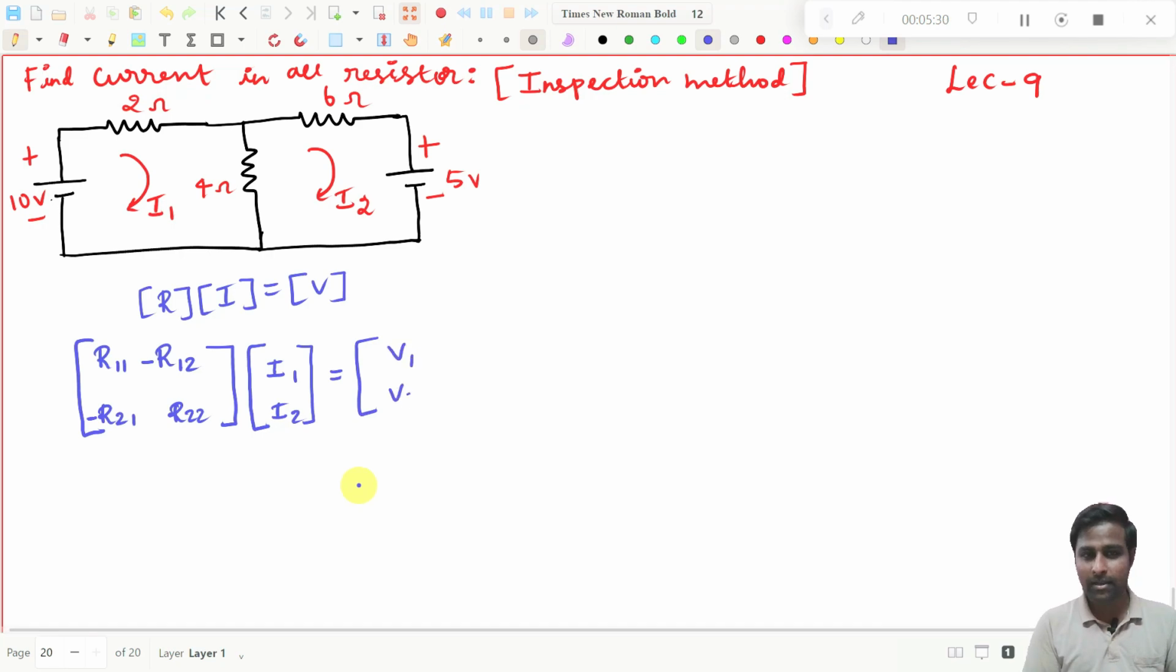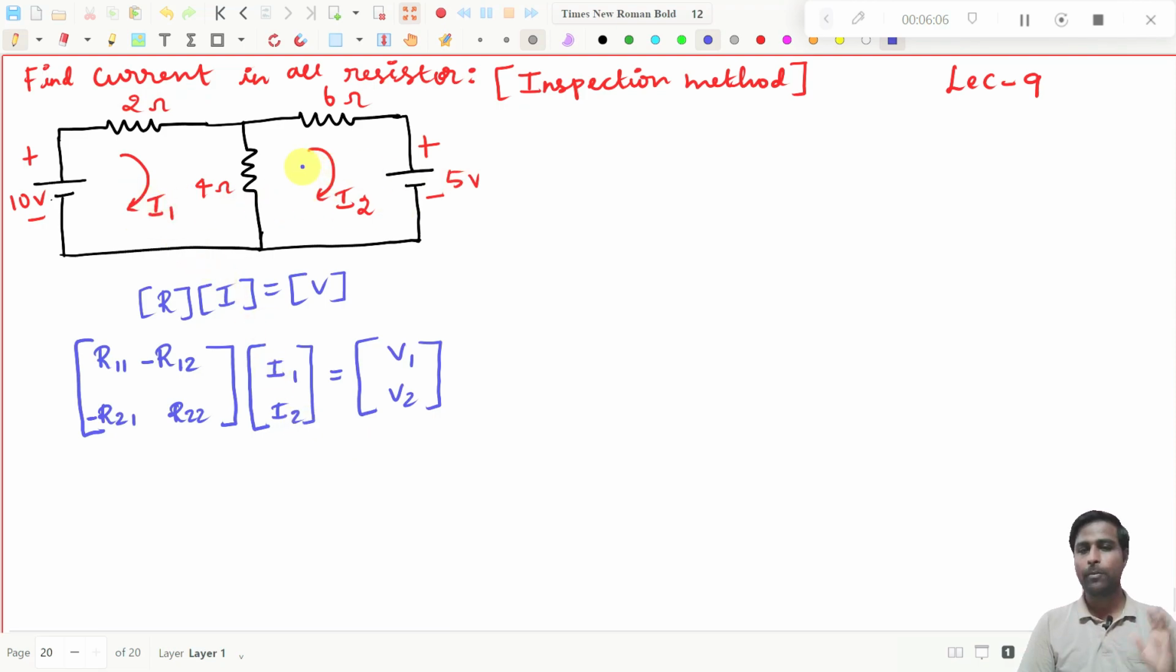V1, V2. That's all. This is how you need to write the matrix format for the given problem. You see how many loops are available. That should be the dimension of the R matrix, which means rows should be 2 and columns should be 2 for a two loop problem. If it is a 3 loop problem, then rows should be 3 and columns should be 3. And the I and V matrices will have only a single column, but the number of rows depends on how many loops you have. Okay, fine.